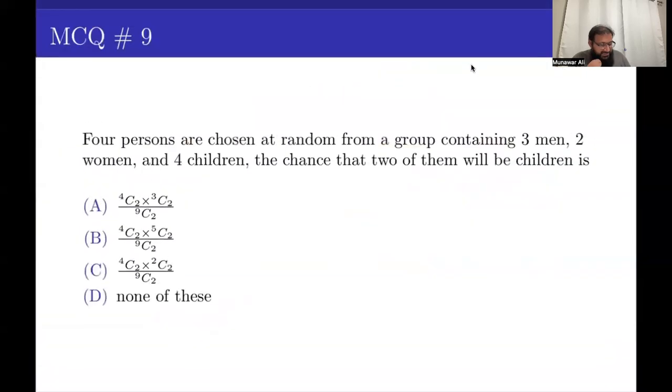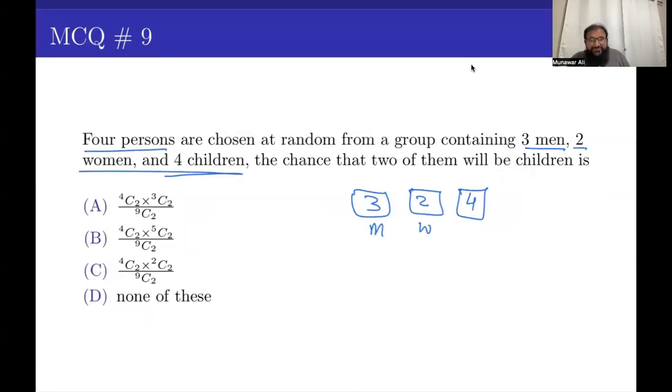Okay, so the next question is MCQ number 9. This says that 4 persons are chosen at random from a group containing 3 men, 2 women, and 4 children. The chance that 2 of them will be children is, so we have to select 4, but out of them 2 are children.